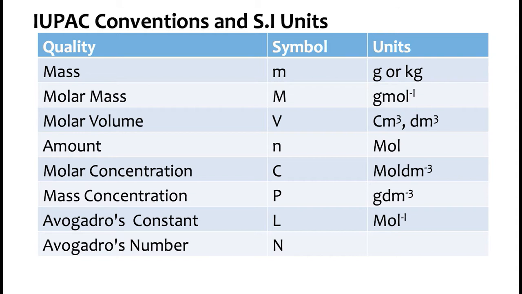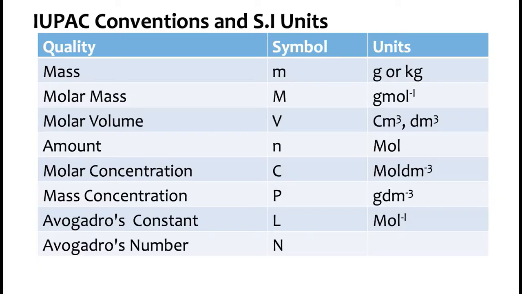Remember, for a molecule it is molar mass, and for an atom it is atomic mass, but they have the same symbol, capital letter M, and the unit is grams per mole. Remember I said in my last class, if it is relative, there is no unit. Molar volume V is in cm³ or dm³. Amount, small letter n, is measured in moles. Molar concentration, capital letter C, is measured in moles per dm³. Mass concentration, usually represented by p, is measured in grams per dm³.